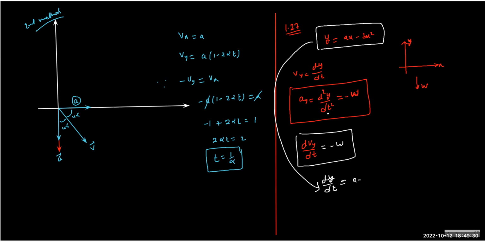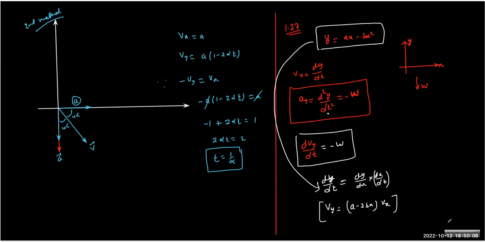So again, remember, you can use the chain rule: dy by dx into dx by dt. Correct? And dx by dt by definition is called velocity. Which component of velocity? Dx by dt represents which component? Horizontal, x component. Very good. So Vy is dy by dx, which is a minus 2bx, into Vx. Very good.